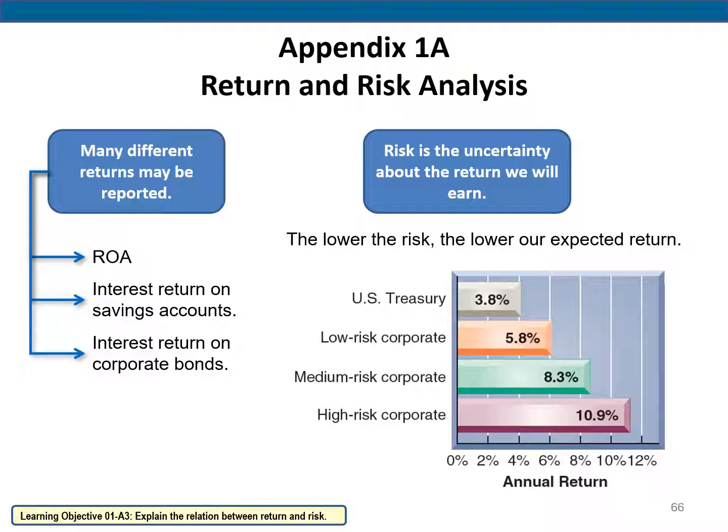This is just an example of a bar graph of some recent returns, and actually I'm not even sure how recent they are. They're probably a couple years old at this point, but it shows the returns for US Treasury versus a low risk corporate investment, a medium risk corporate investment, and a high risk corporate investment. As you can see, the lower the risk, the lower the interest rate.